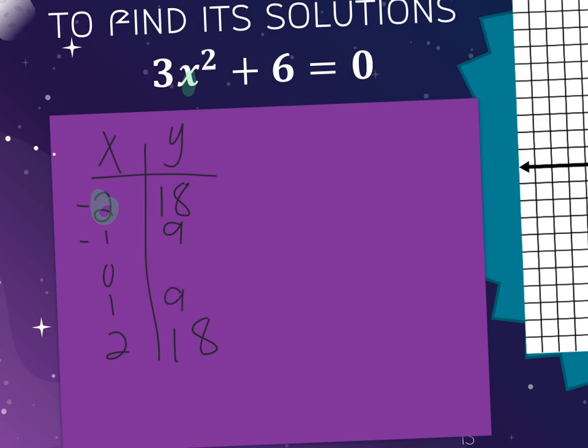And you might be asking me, well, why are you putting these ones in? Well, I'm putting those ones in because a negative times a negative is a positive, and a positive times a positive is a positive. So it doesn't change its value just because it's negative. Lastly, I'm going to put the 0 in for the x. 0 squared is 0. 3 times 0 is 0. So 0 plus 6 is 6.